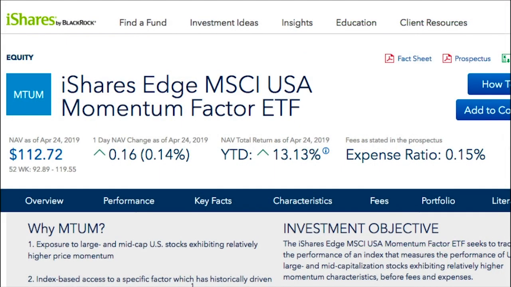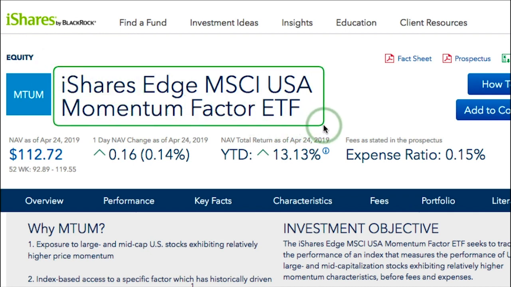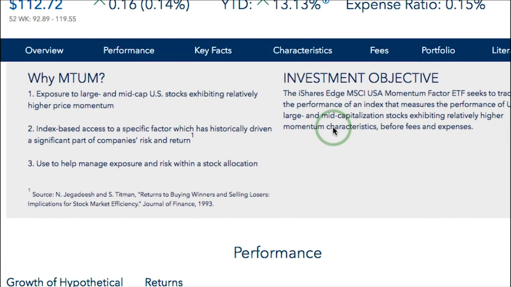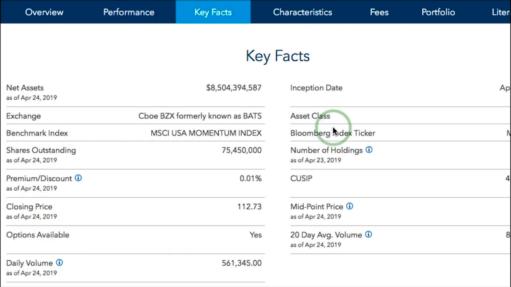So I'm here on the iShares website, and I just want to know the components for this momentum factor ETF. Before I look at them and show you, think in your head what you think the top sector might be in this ETF. Maybe you're guessing information technology. Well, let's see if that fits our expectations here.